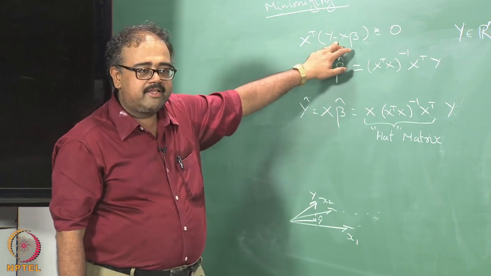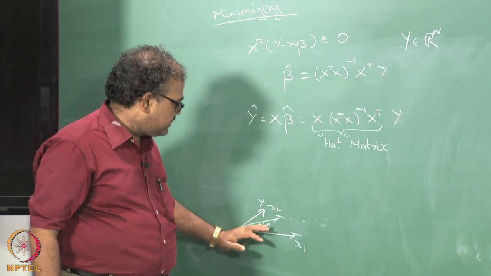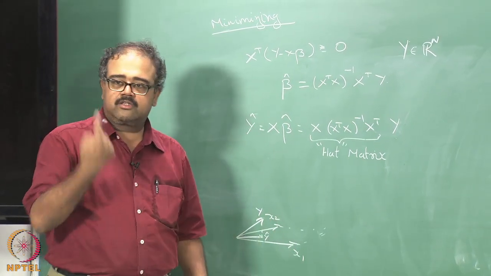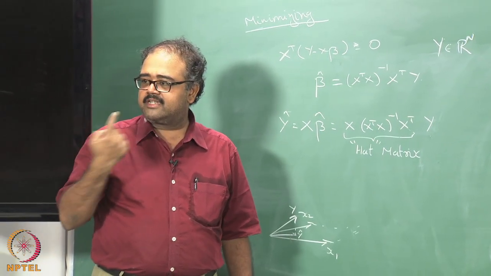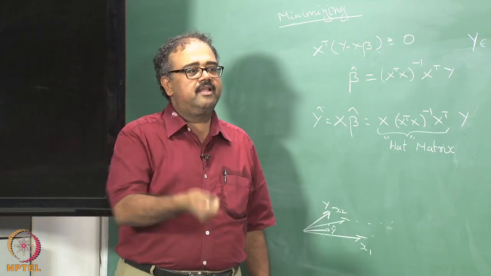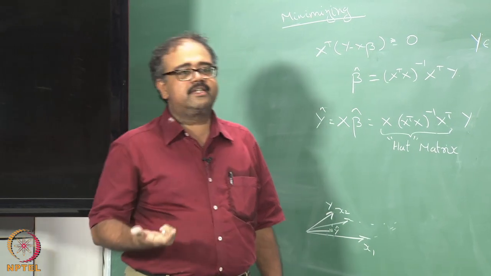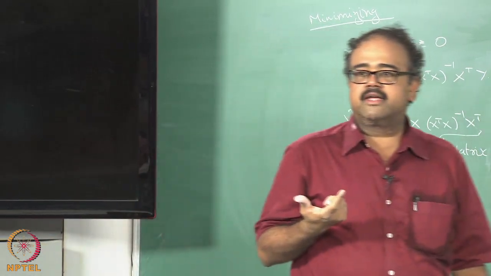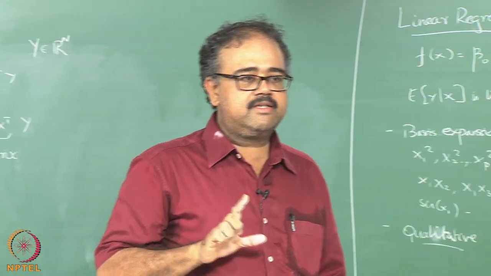That is what our minimization condition is telling us: X transpose times (y minus x beta) is 0. Essentially it is telling us that this vector, y minus y hat, is orthogonal to the plane spanned by x. So, this is the best possible estimate that you can make for y, given that you are restricted to the plane spanned by the columns of x. Does that make sense?